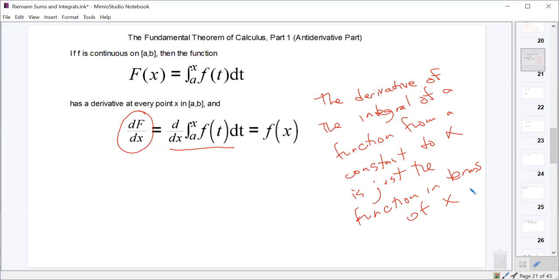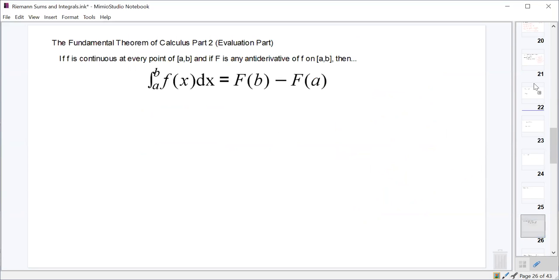So effectively what that's saying is that the derivative and the integral are just opposite operations of each other. So that's why we call integrals antiderivatives sometimes. So we have a derivative and we have an antiderivative, and they are opposite operations of each other. So we're calling capital F the integral of some other function f from a constant to x. So the derivative of capital F is just the original function in terms of x. So think of them as opposite operations, or inverse operations, of each other.